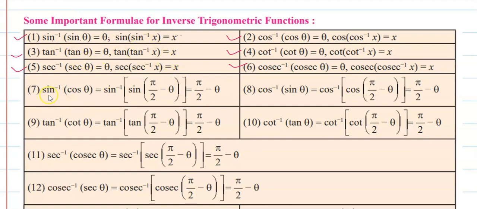Okay. Next, look, sin inverse of cos theta. That means express this cos theta in terms of sin. Sin inverse of again sin theta is theta. The result came the same as this one. Cos inverse of sin theta. Express this sin in terms of cos. Means what? Cos of pi by 2 minus theta is sin theta. And hence again the cos inverse of cos theta is theta. Means what? Pi by 2 minus theta. The same result is used here. So both 7 and 8 are also easy.